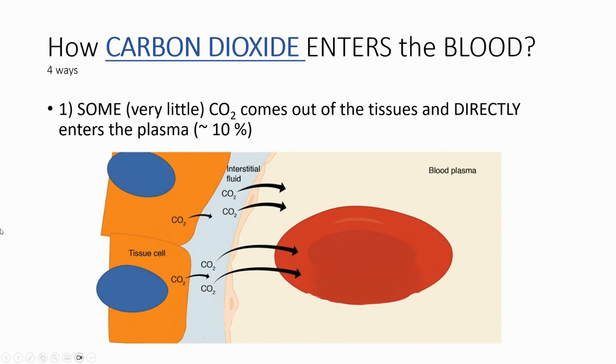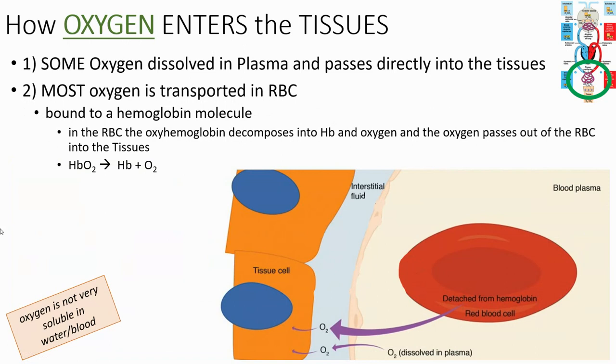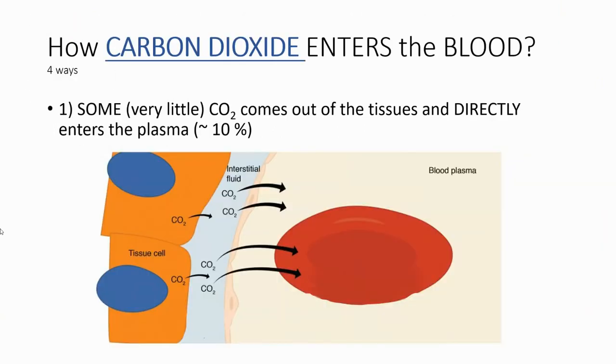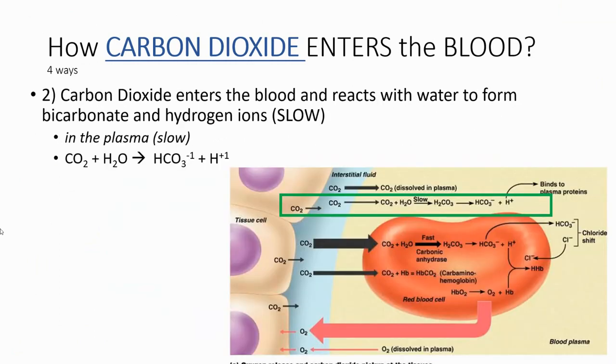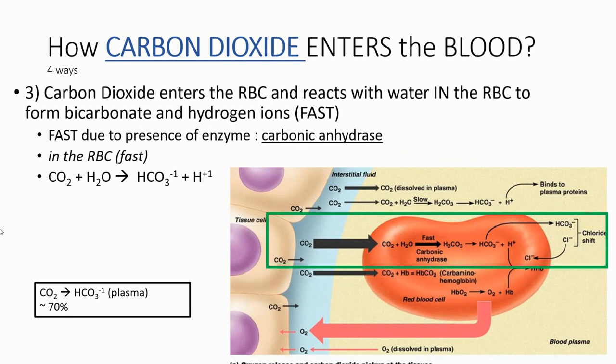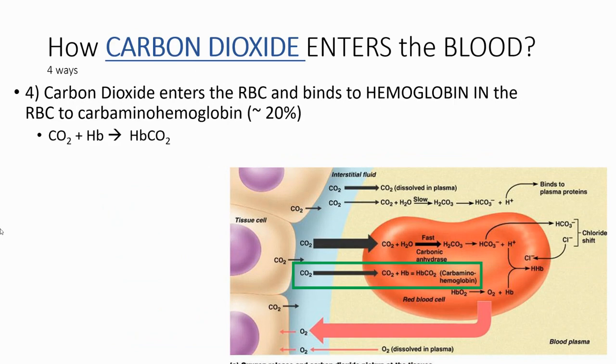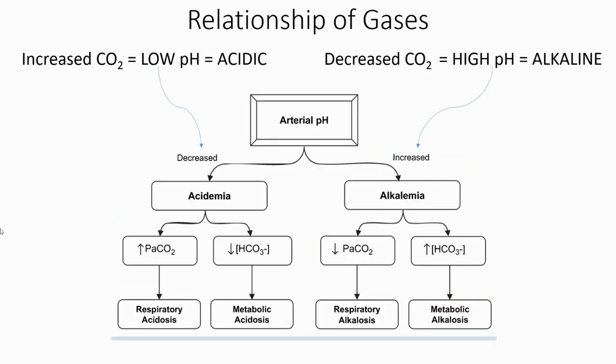So we talked about the 2 methods that oxygen enters the tissues. We talked about what's happening with cellular respiration. We've talked about the 4 ways that carbon dioxide leaves the tissues and enters into the bloodstream. This goes through each one of those, so this does happen in the PowerPoint as well. This information is here. We talked about chloride shift. We talked about the last method by which carbon dioxide enters into the blood. You do need to know your relationship of gases.